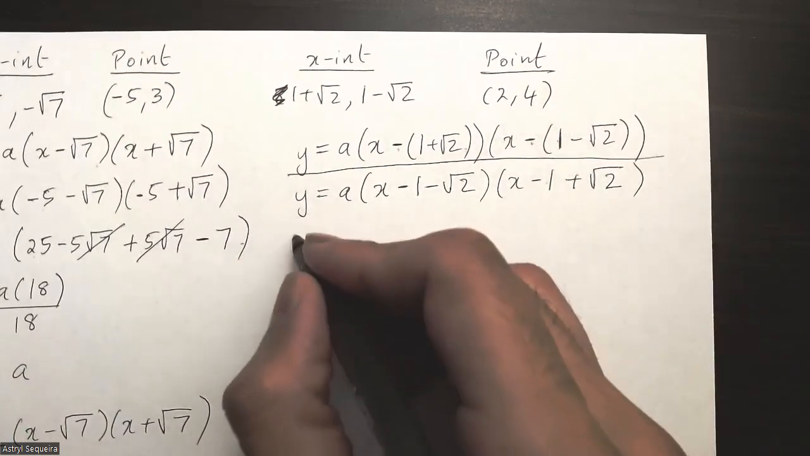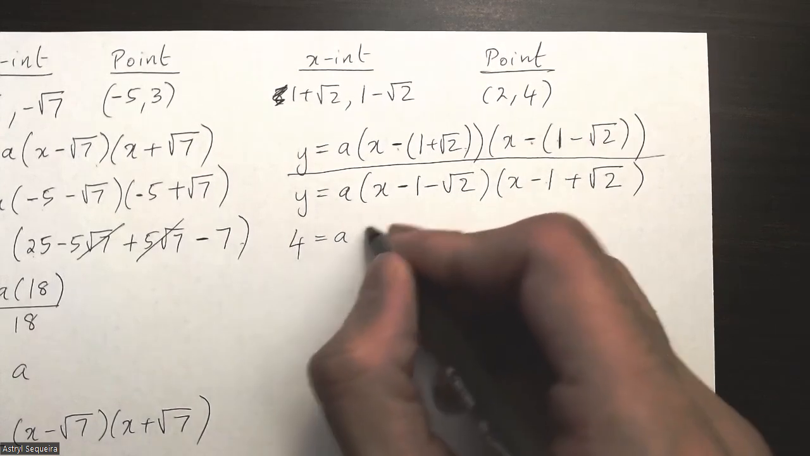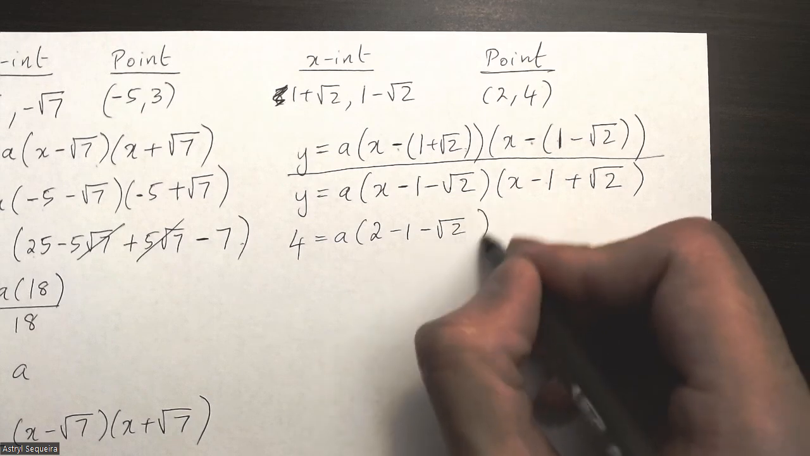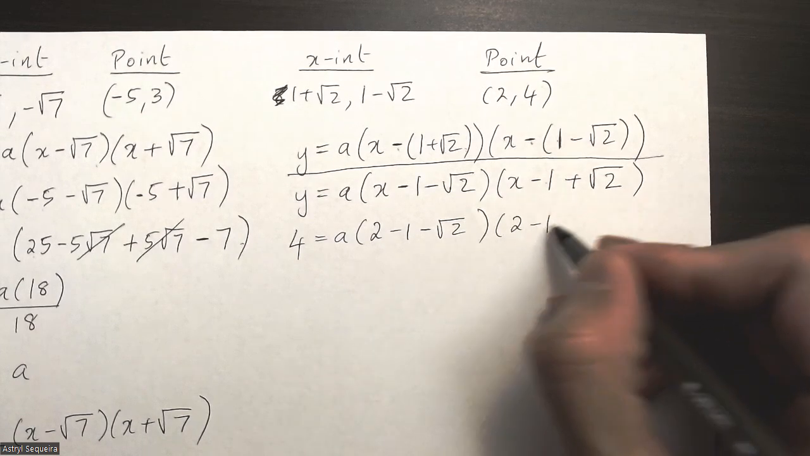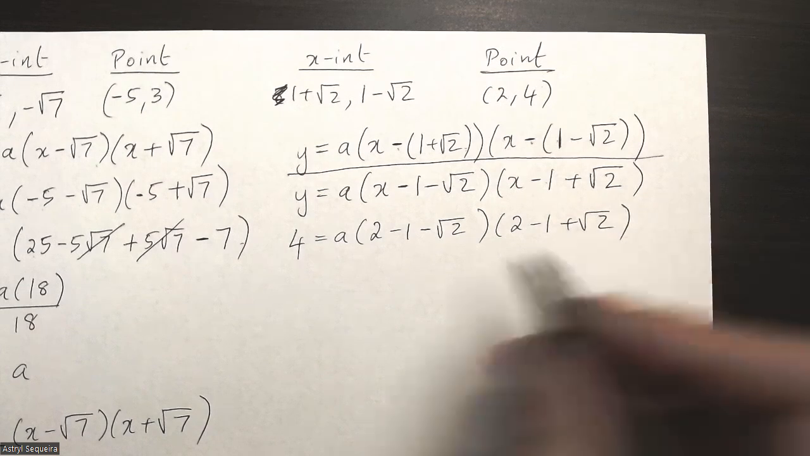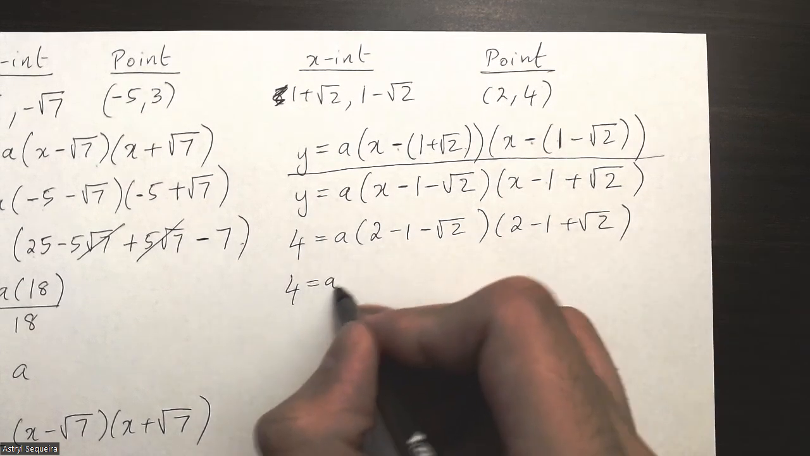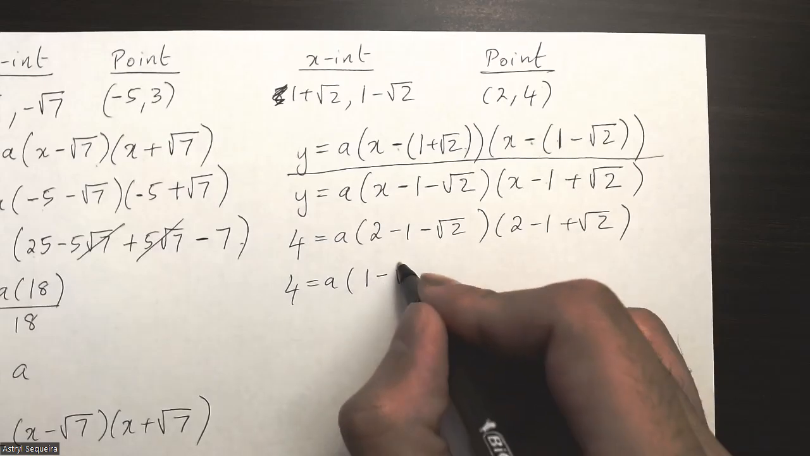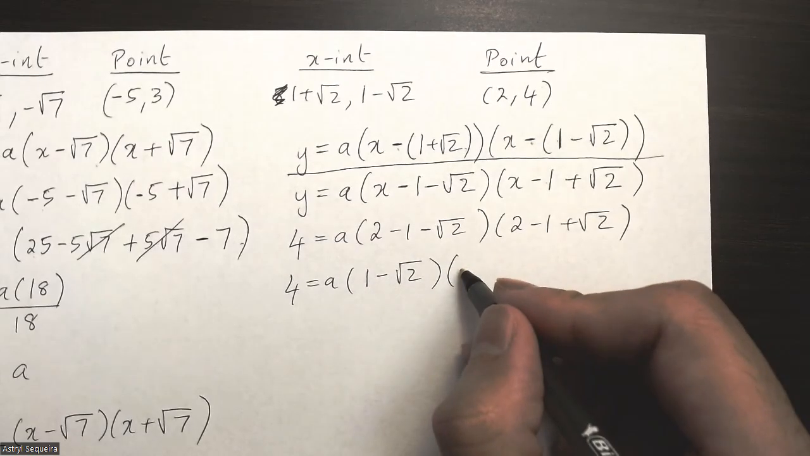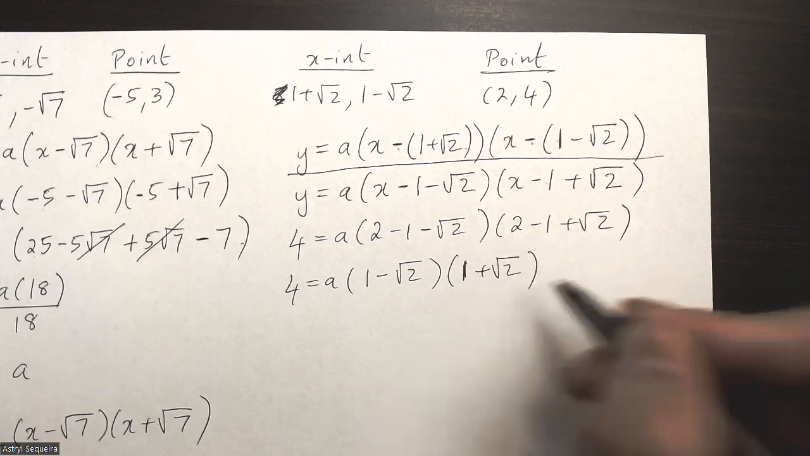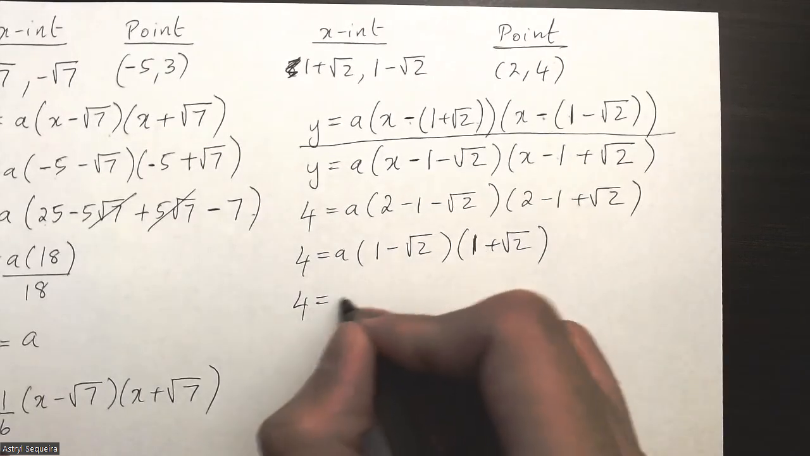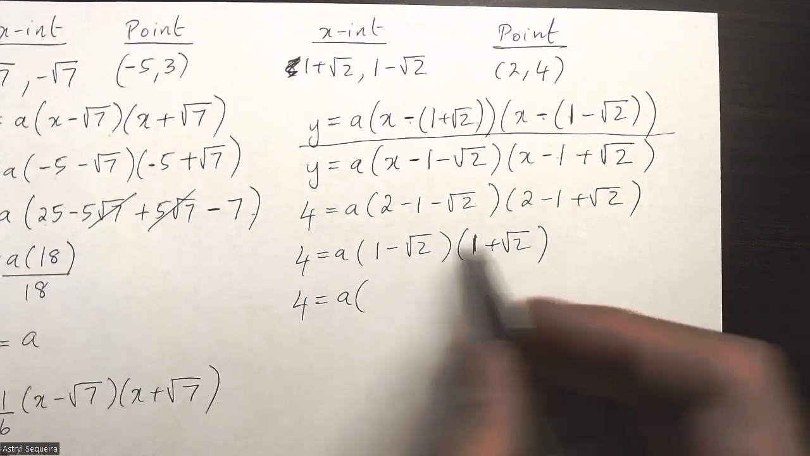I'm going to sub in the point as usual. So 4 equals a(2 - 1 - root 2)(2 - 1 + root 2). I'll combine like terms inside each bracket. So 2 minus 1 is just 1. And here 2 minus 1 again is just 1. Now we want to multiply out the two brackets. So again, you can either use your calculator or do it manually. I'm just going to do it manually.